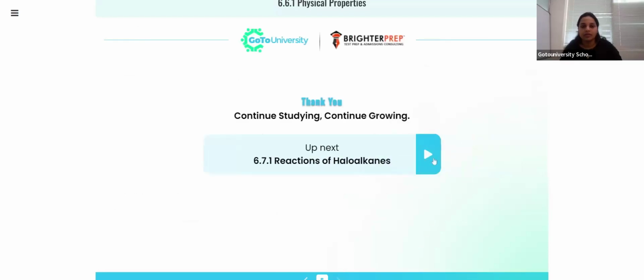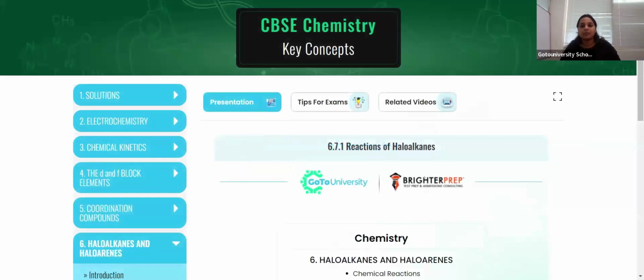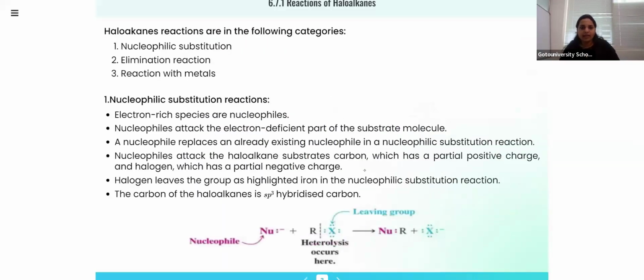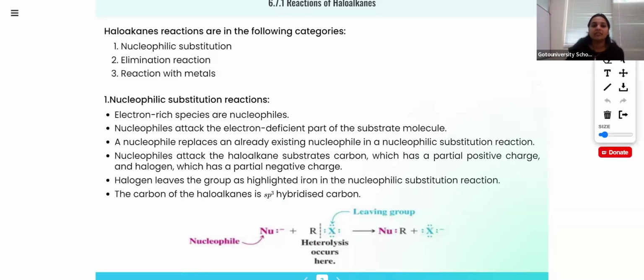Now, the reactions of haloalkanes. Different types of reactions are there for haloalkanes. The first one is nucleophilic substitution. The other reactions are the elimination reaction and reaction with metals. So the first one is the nucleophilic substitution reaction.